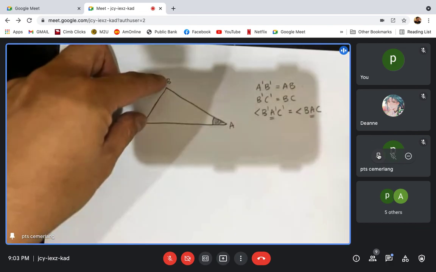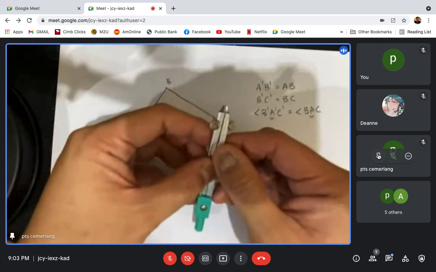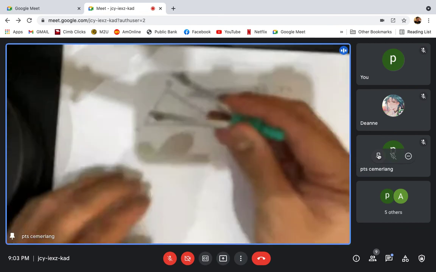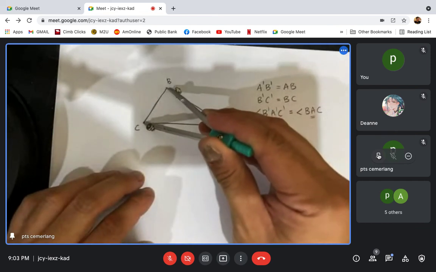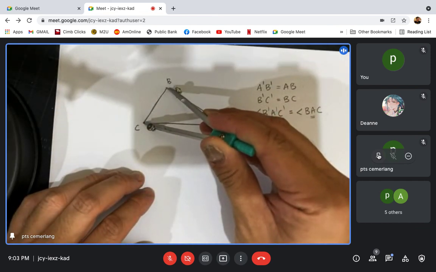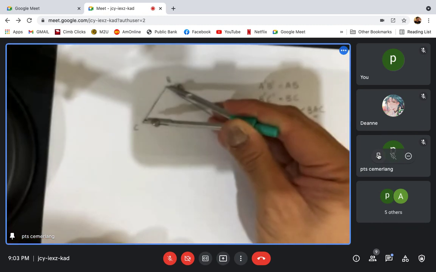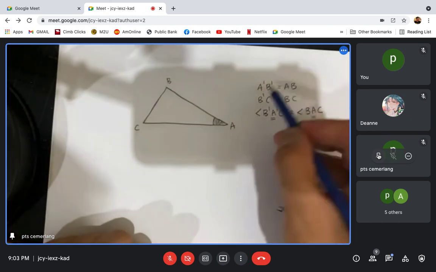Okay? So over here, I want to use my compass. This is what I do, right? I will place my side BC as my compass, alright? And then I have to think, where should I land this point C? One more thing is that the question says AB must be the same.